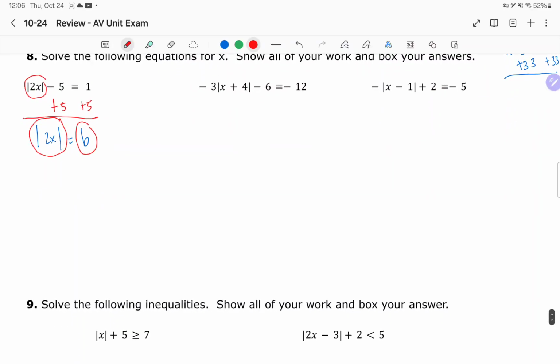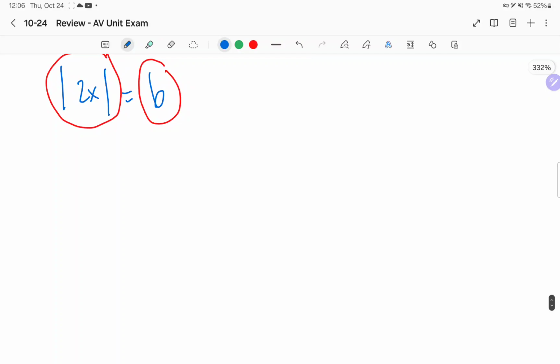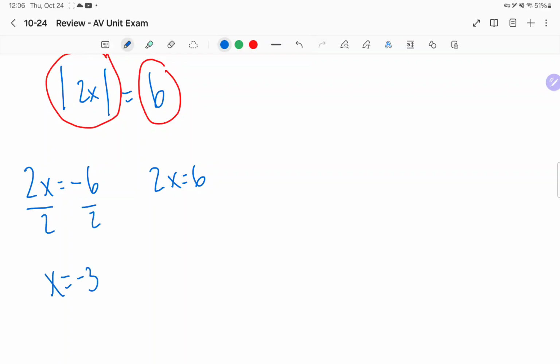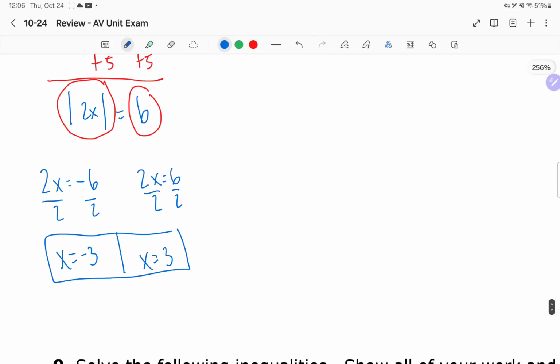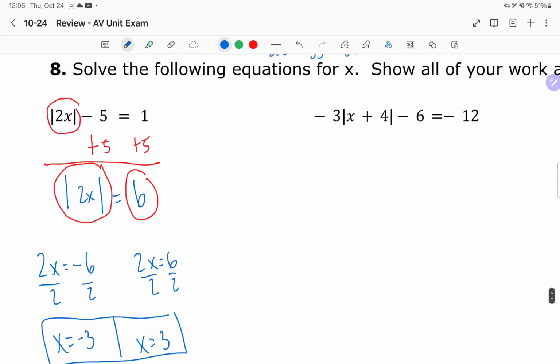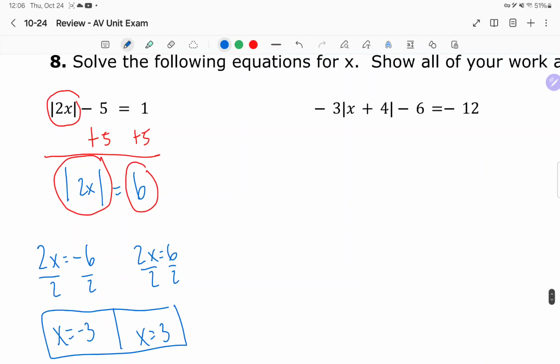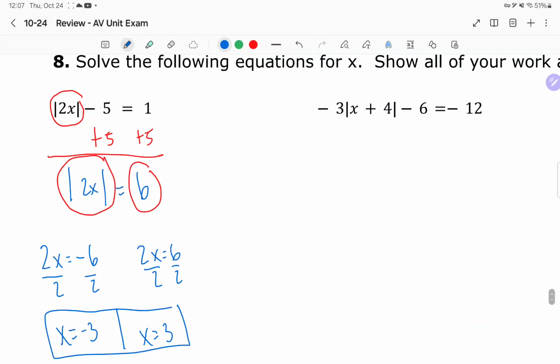So we're going to set up our two equations. Our first one is, drop the bars, 2x equals, we make the number negative 6. The second time we write it the way it is, 2x is equal to 6. Divide by 2 on both sides, x equals negative 3. Divide by 2 on both sides, x equals positive 3. Alright, so there are your two solutions. Let's move on to the next one.